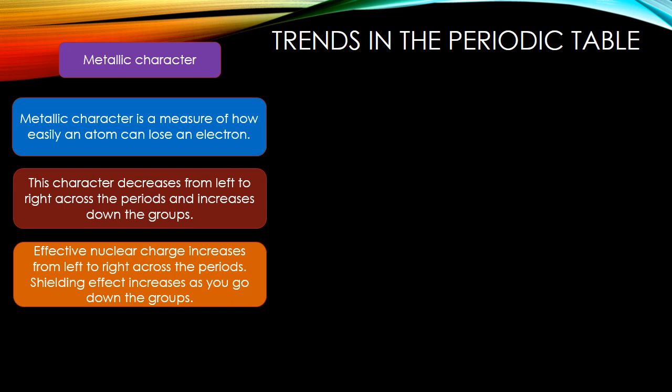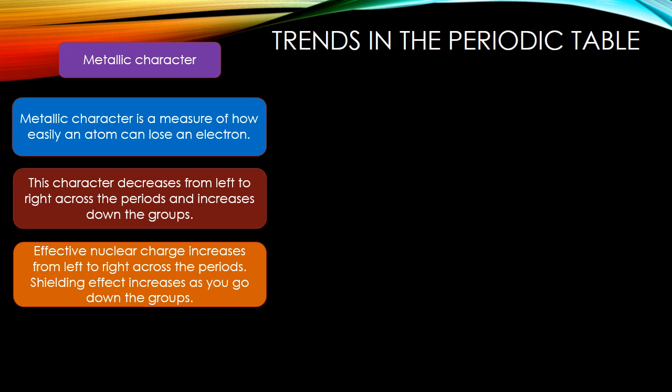Shielding effect. Shielding effect is the cover that complete shells provide the outer electrons from the pull of the positive nucleus. When you go from top down the groups, you notice that the number of shells increases going from top down. This means that the number of complete filled shells increases as well.